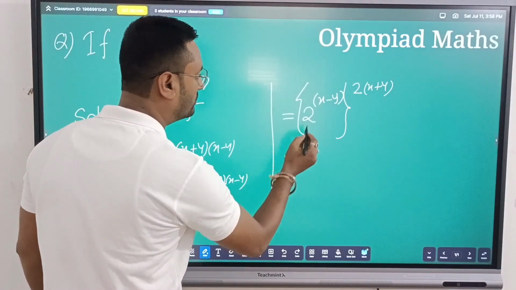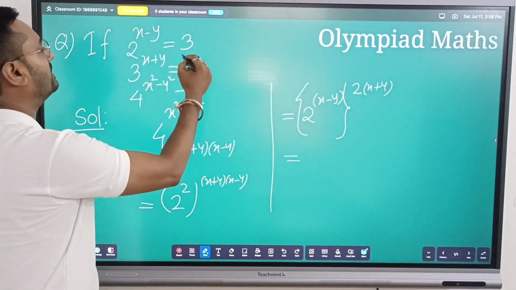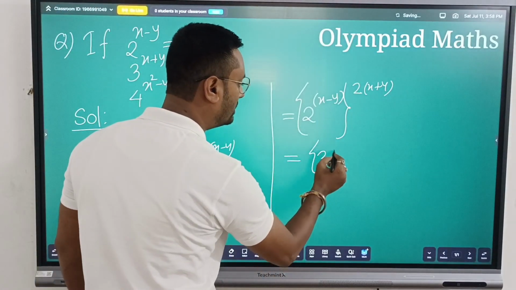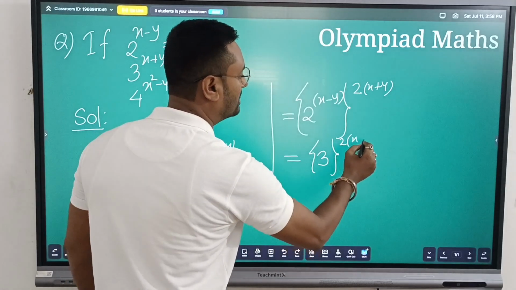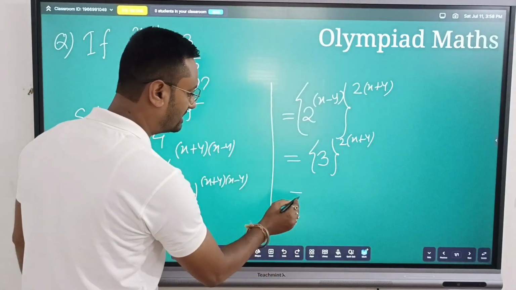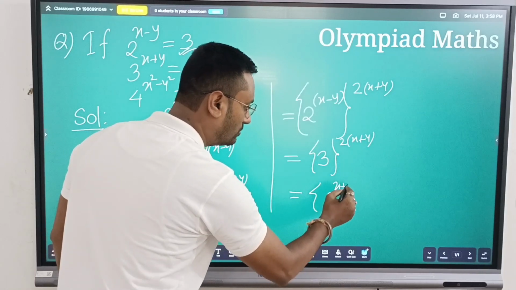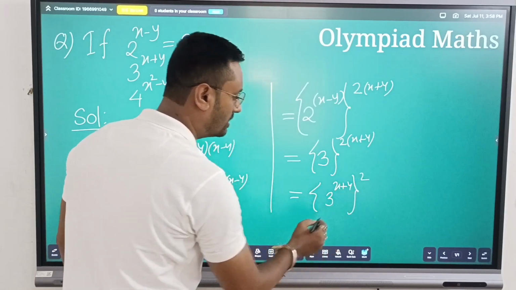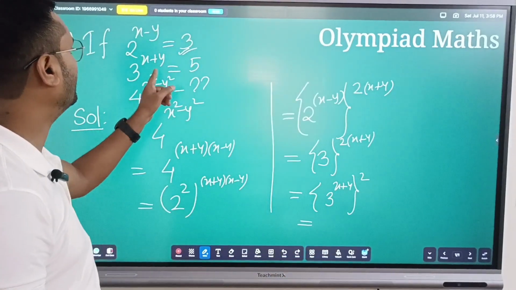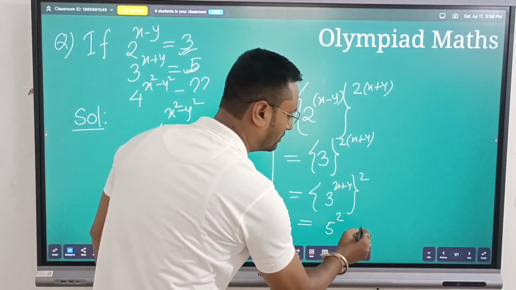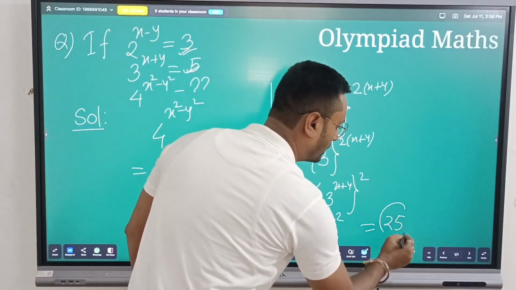Why am I doing this? Because 2 to the power x minus y is given as 3. That is, we are putting the value 3. That is 3 square to the power x plus y. In the next step, we do just 3 to the power x plus y with 3, and 2 remains outside. Why? Because 3 to the power x plus y is given as 5. So that is 5 square. So the answer will be what? 25.